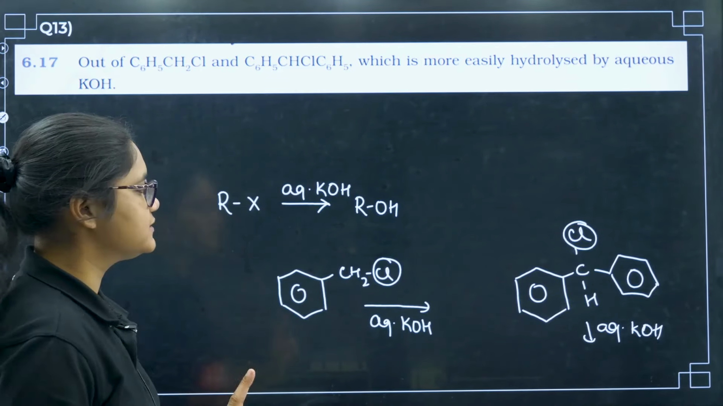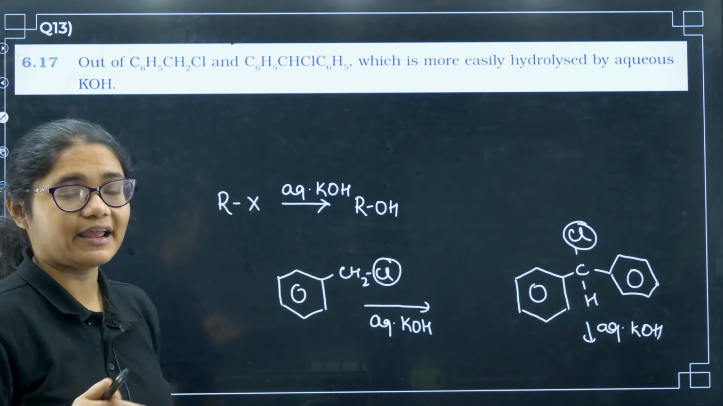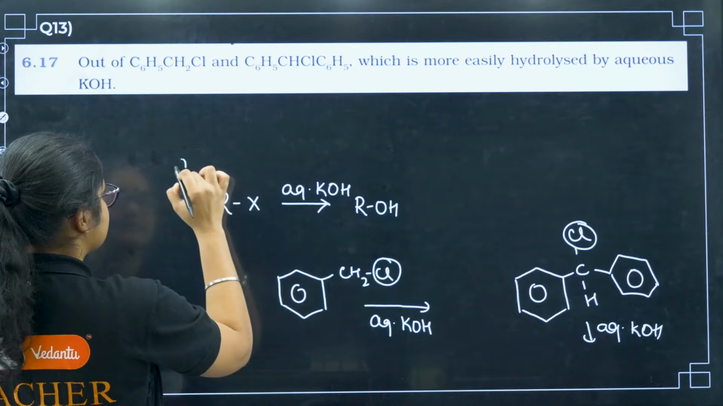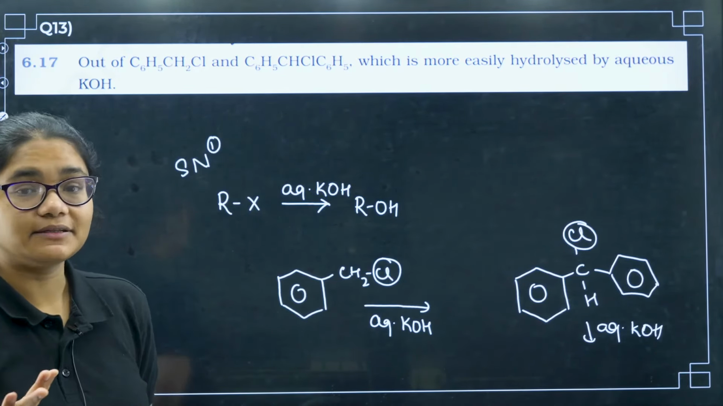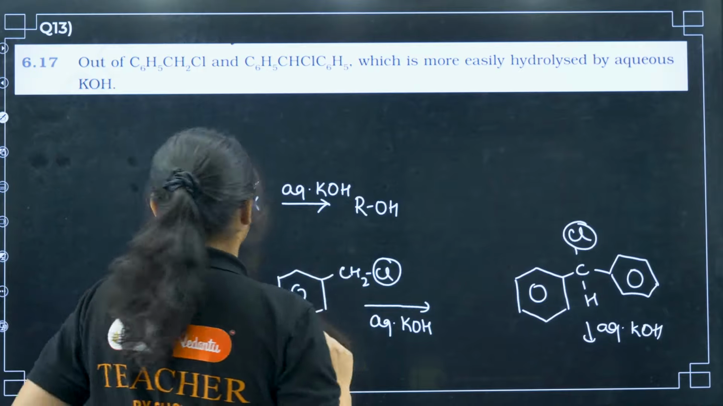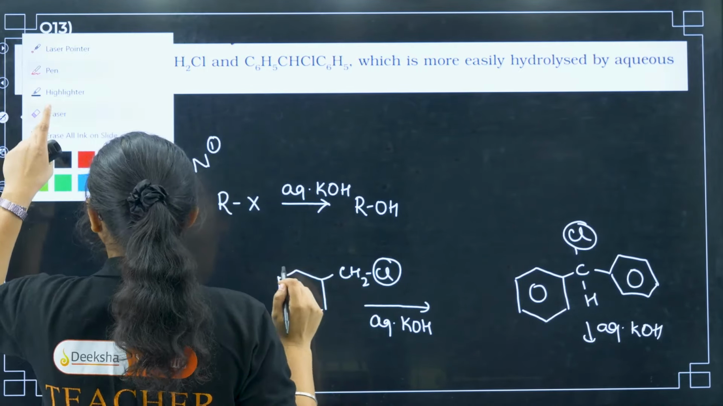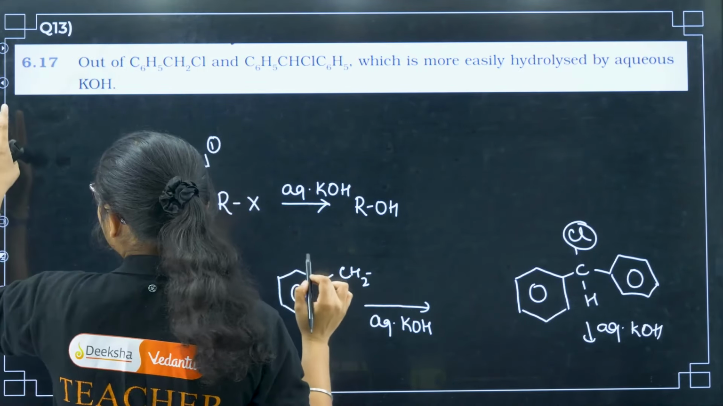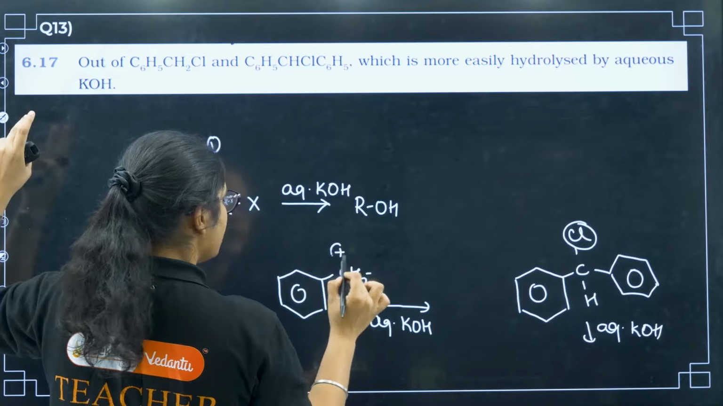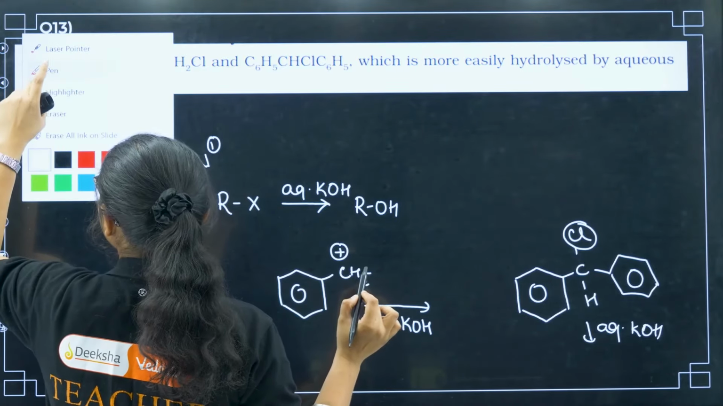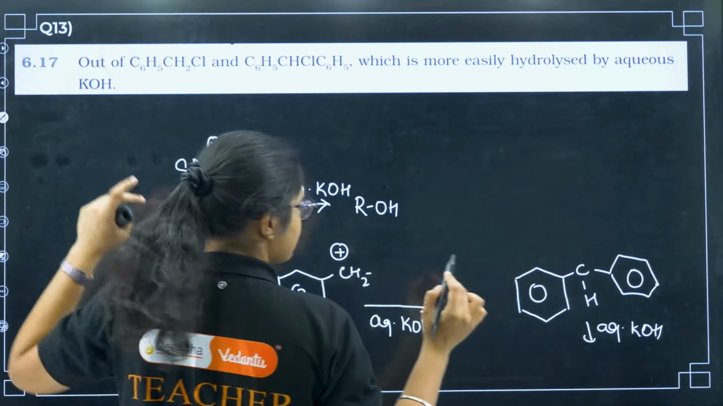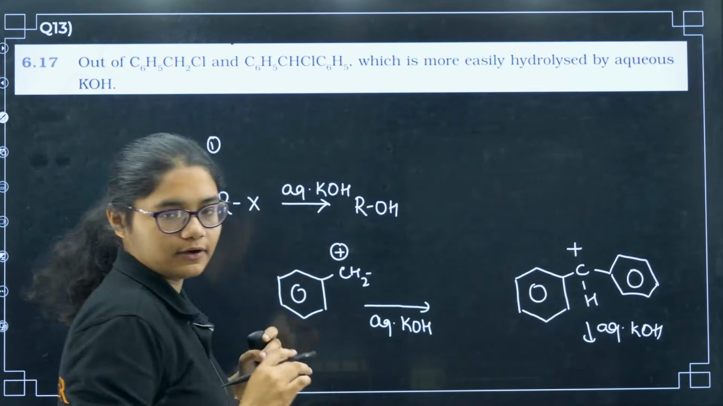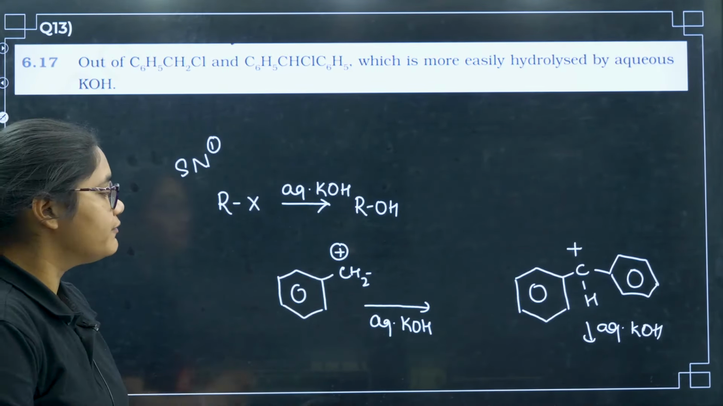Okay, so for this, the first thing you should know is that this reaction takes place by the SN1 mechanism. If the SN1 mechanism is there, that means what? It means that carbocation formation will take place. So a carbocation will form here, and a carbocation will form here. Two carbocations will form. Now which is more stable?